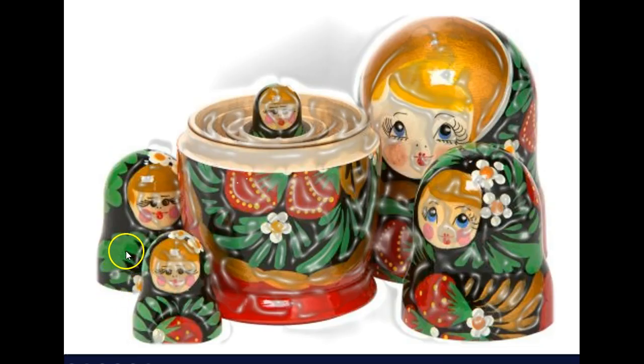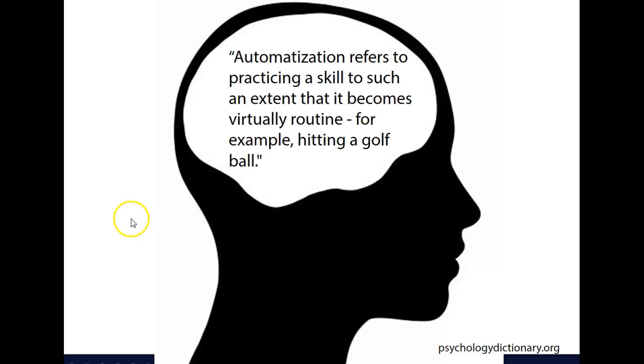Well, you've seen these probably, right? Russian nesting dolls. There are a lot of things that we as content experts and professionals have automized, and this is a dictionary definition of what that means. It's practicing a skill so much that it becomes virtually routine. And the example here is hitting a golf ball, which I would not use because I'm not a golfer.